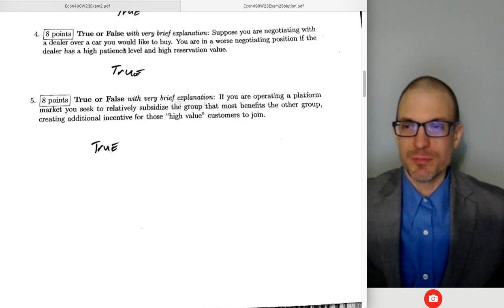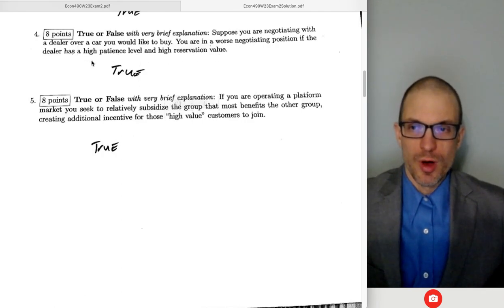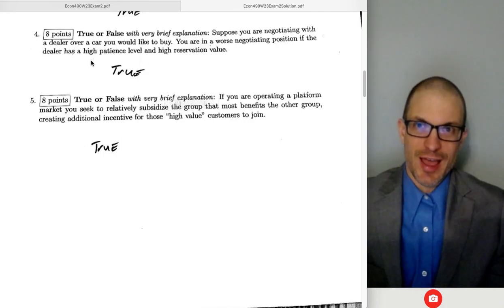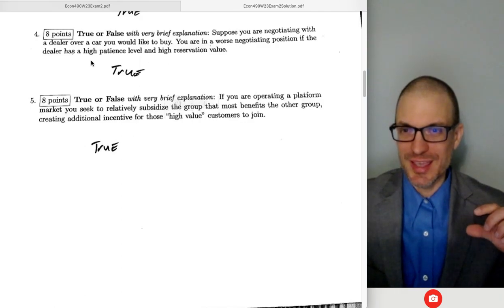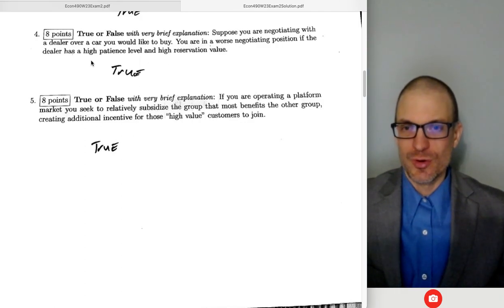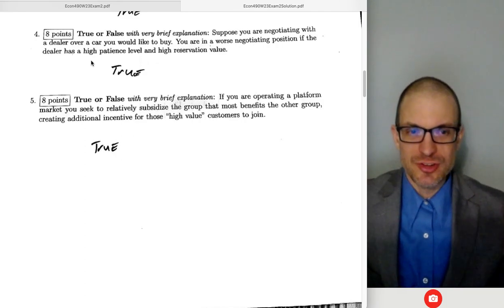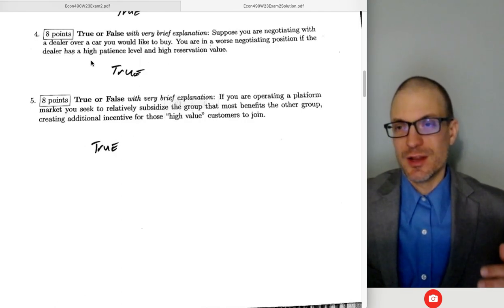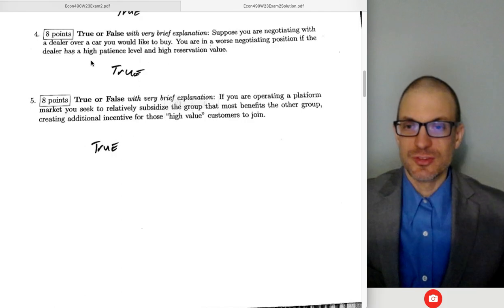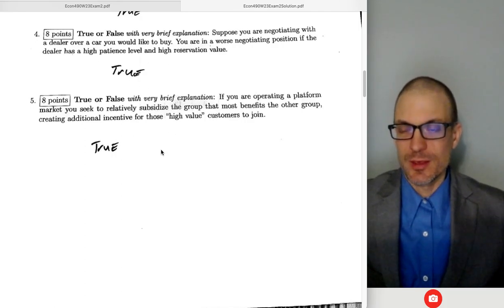You're in a worse negotiating position if the dealer has a high patience level and high reservation value. Higher patience, closer to 1, meant that the future value would be discounted less, or that you could carry whatever surplus you were going to get into the future. So patience is a virtue if you're interested in getting a better deal. If the dealer has a high patience level, that's bad for the buyer. And if the dealer has a high reservation price, that's bad for the buyer because that's going to be a higher required sale price.